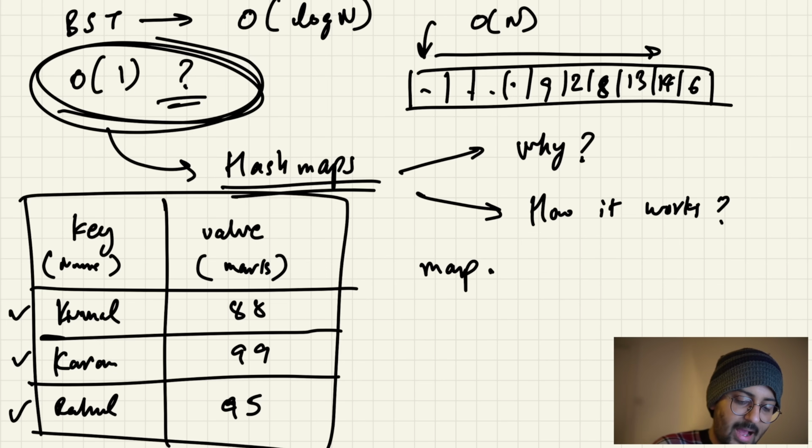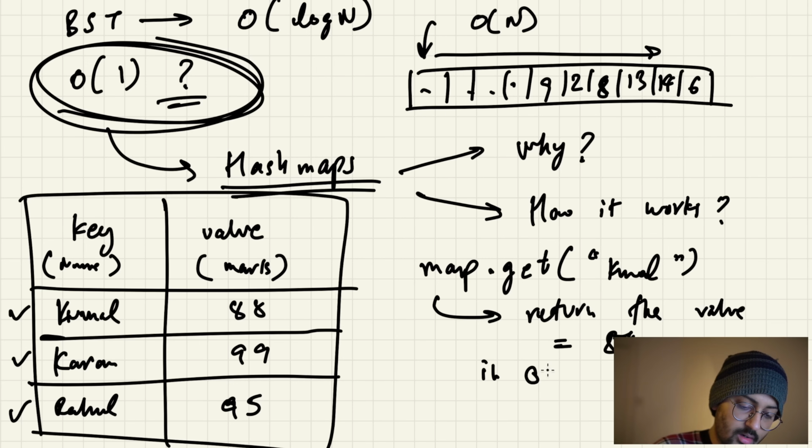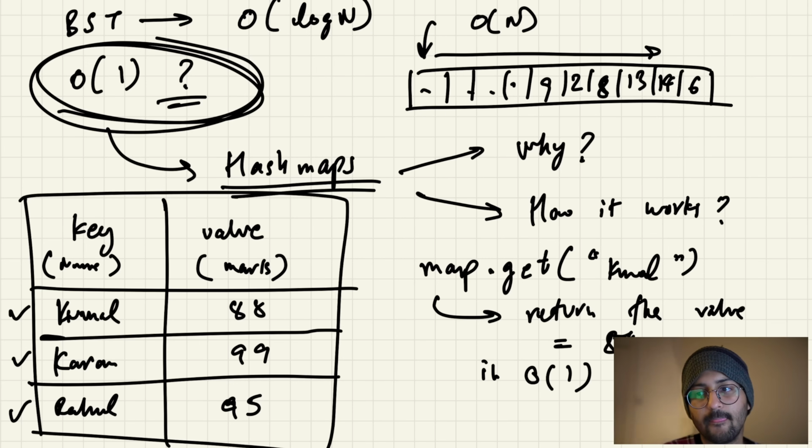Okay, let's say the reference variable of this hash map is map. So you can say map.get and I can pass Kunal over here. This will return the value which is equal to 88 in constant amount of time. Constant time. I search for Rahul. I say map.get Rahul. Hey map, give me the value of Rahul. Map will be like, okay, the value of Rahul is 95.